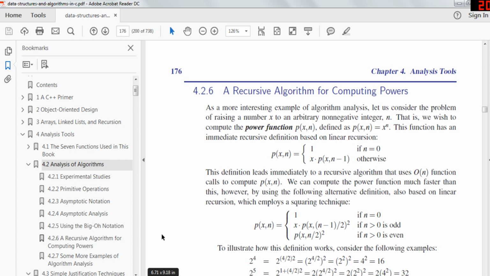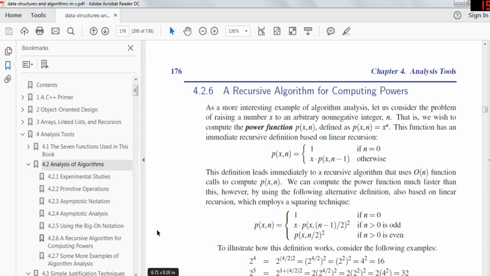let's talk about recursive algorithm for computing powers. A more interesting example of algorithm analysis: let us consider the problem of raising a number x to an arbitrary non-negative integer n. That is, we wish to compute the power function x to the n, right? This function can be defined immediately based on linear recursion, so x times the previous values, right? This definition leads immediately to a recursive algorithm that uses O of n function calls to compute x to the n. We can compute the power function much faster than this by using an alternative definition based on linear recursion.